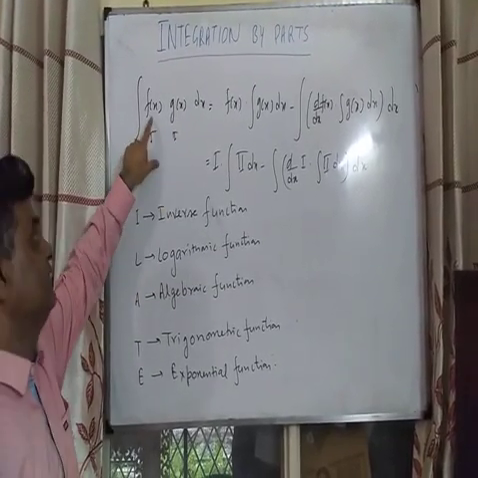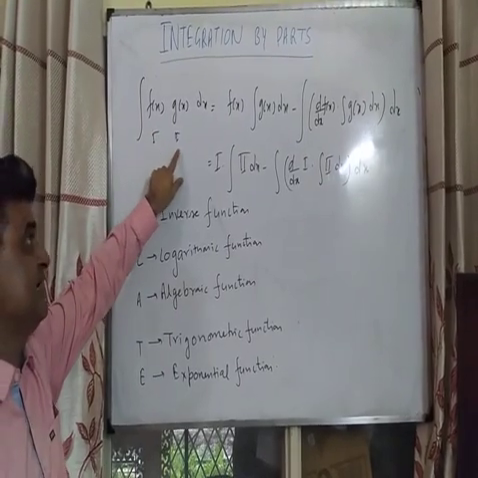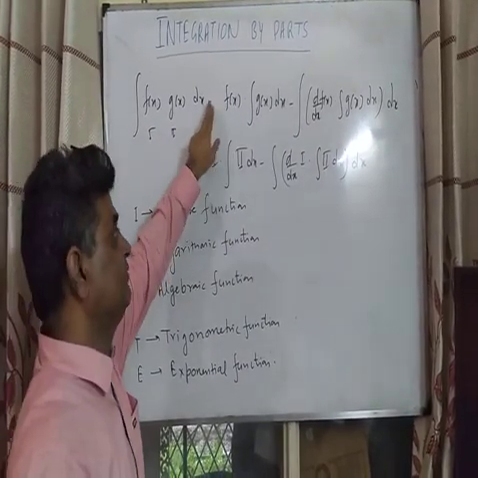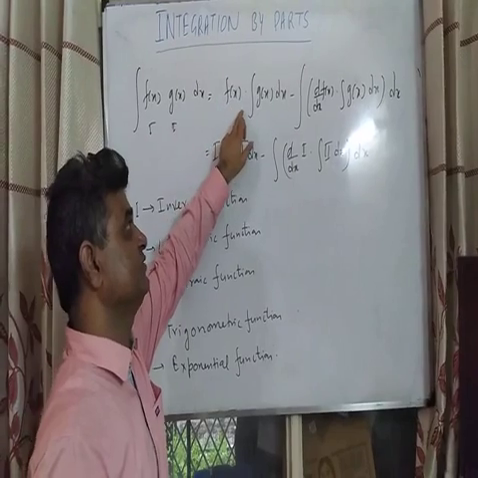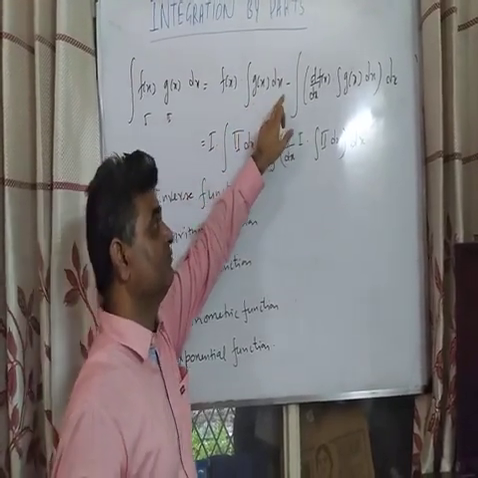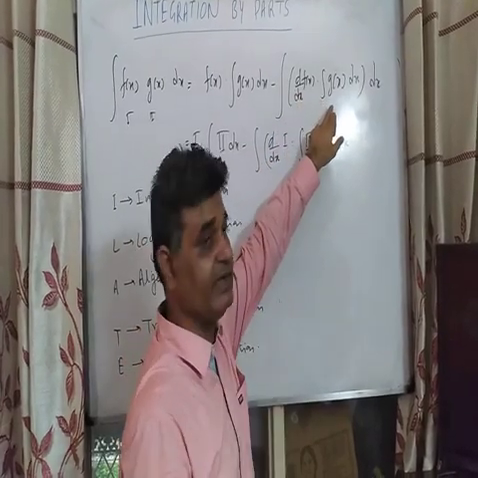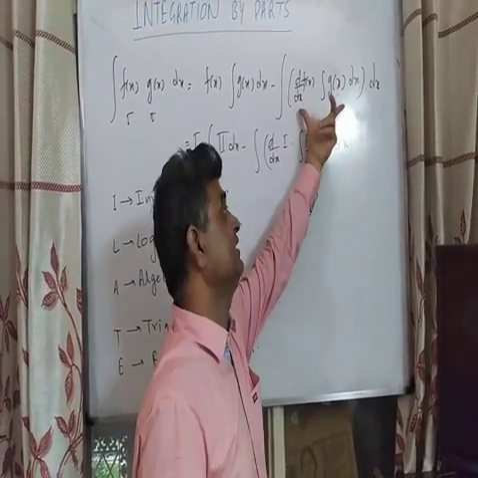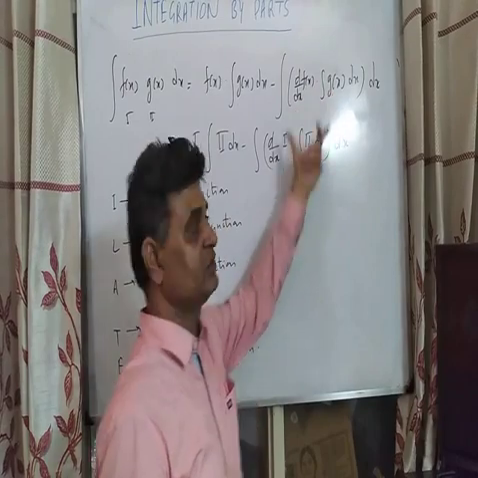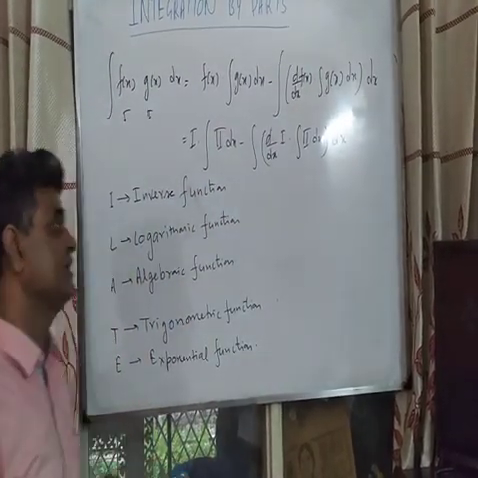So first we assume this as the first function and this as the second function, and we write it: first function as it is, into integration of second function, minus integration of differentiation of first function into integration of second function, and integration of whole of this. So this is known as the integration by parts.